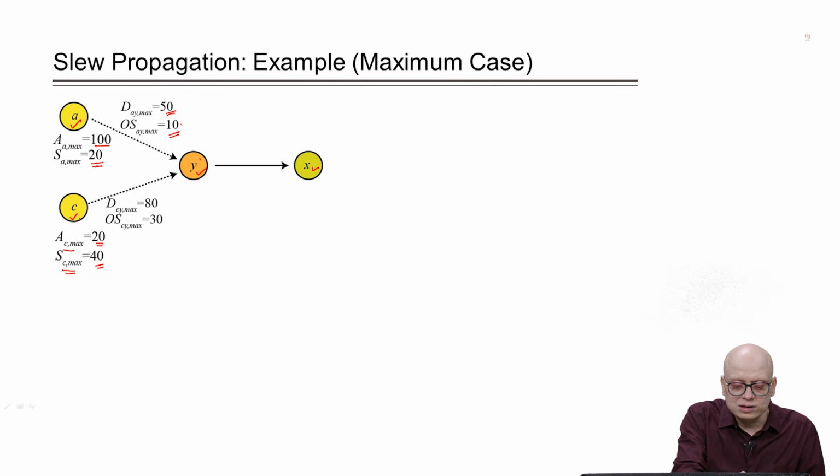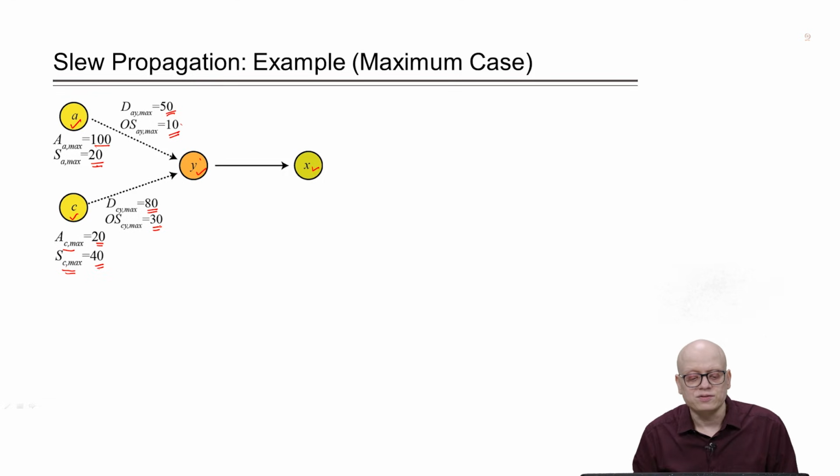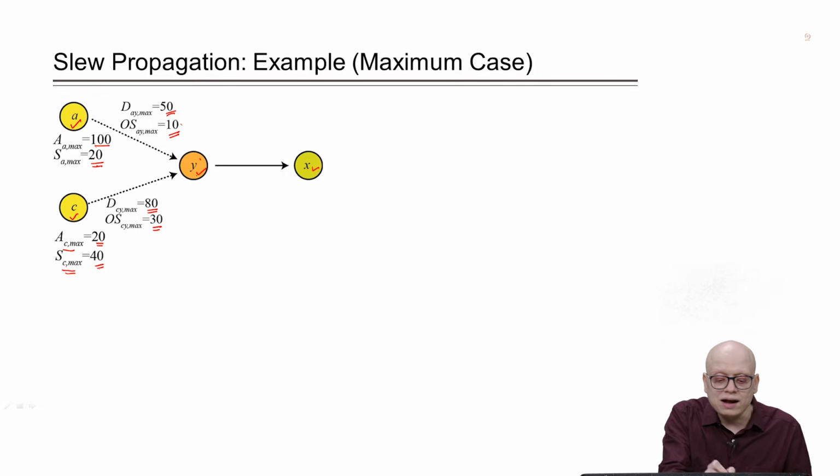Now, for the arc between C and y, the delay is 80 picosecond for the input slew of 40 picosecond and the output slew is 30 picosecond. Let us assume that this is given. Now, what will be the arrival time at the vertex y and what will be the maximum slew at the vertex y? Okay, let us compute that.